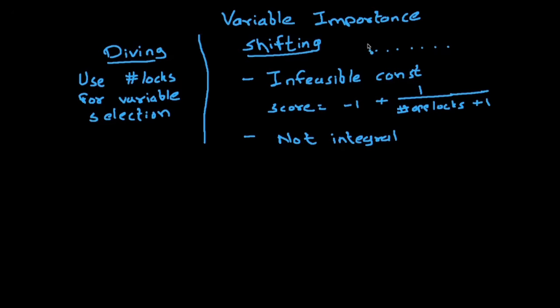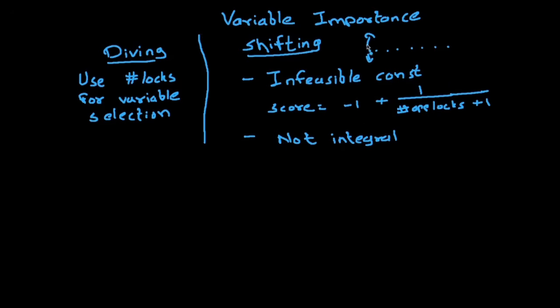And we evaluate both directions for all the variables. Either we try to shift it upwards or downwards. And this is how we score the variables if they are fractional integer variables. So the score is basically -1 plus 1 by number of opposite types of locks plus 1.